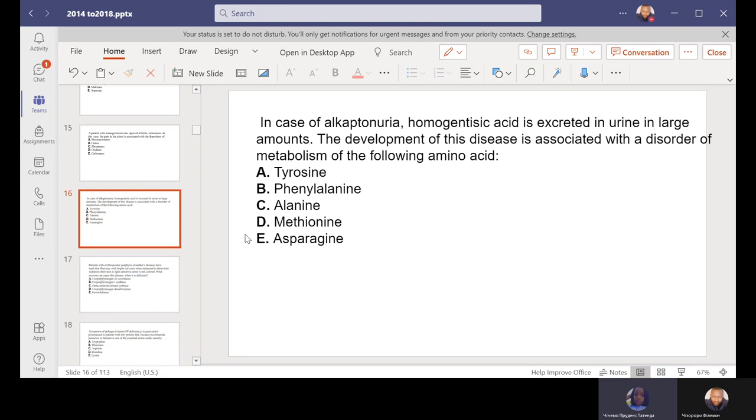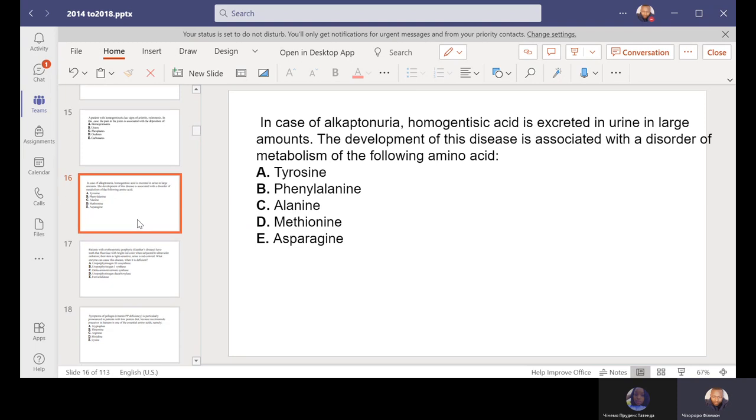In case of alkaptonuria, homogentisic acid is secreted in urine in large amounts. The development of this disease is associated with the disorder of metabolism of the following amino acid. Tyrosine. Why not phenylalanine? I said at the beginning, phenylalanine is converted into tyrosine. So this tyrosine is the one which will be converted into homogentisic acid. Okay, so you are cool.